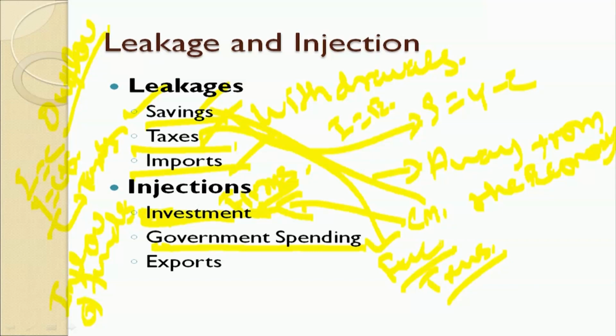Then the second one: whatever taxes are received from the firms, the government is also extending services, providing welfare facilities.